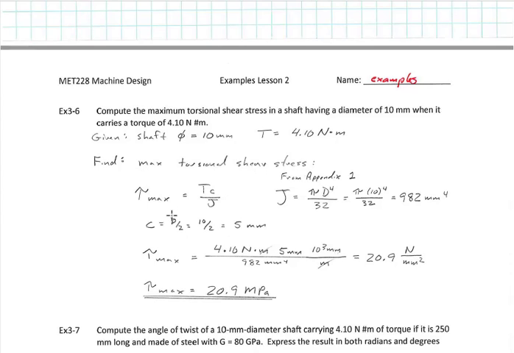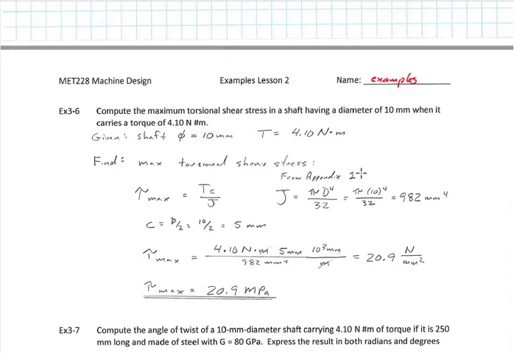So this is our equation. Tau max equals, it's actually TR over J, because the maximum shear is always going to be at the outer radius, because at the center of the shaft, the torsional shear is 0, but as you get out to the outer radius, that's where you're going to find the maximum torsional stress. So when they're asking for the maximum torsional shear stress, you always have to go to the radius R. That's where you're going to find the maximum shear.